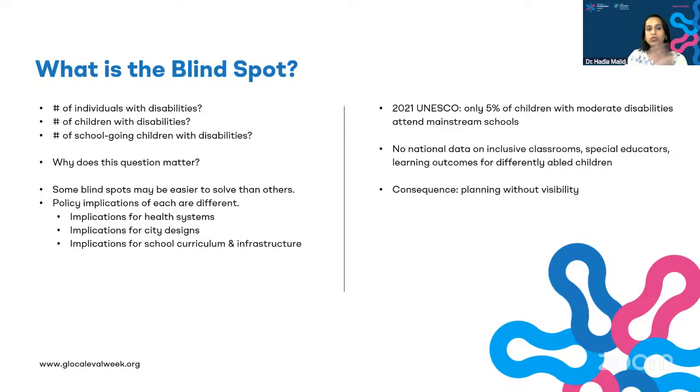Why does the question matter? The question matters because some of the blind spots may be easier to solve than others. It may be easier for me to actually go and figure out how many school-going children are attending school with disabilities. I have the UNESCO number here, which is saying that only 5% of children with moderate disabilities attend mainstream school. Now, this means that they figured out how many children are there with disabilities and then went to schools and figured out how many children who are sitting in schools have disabilities.